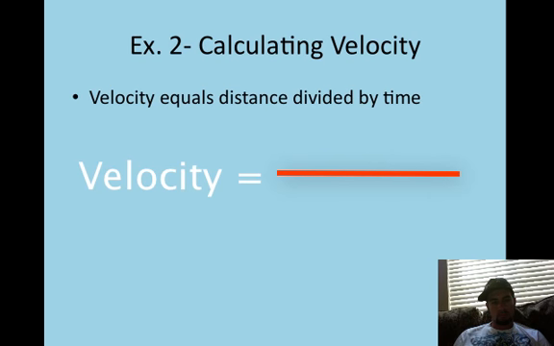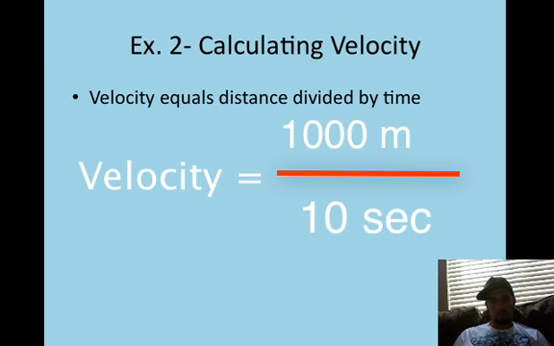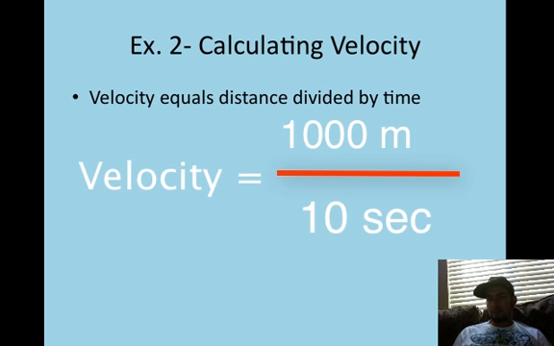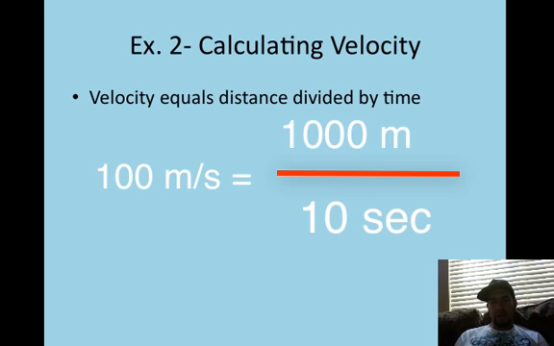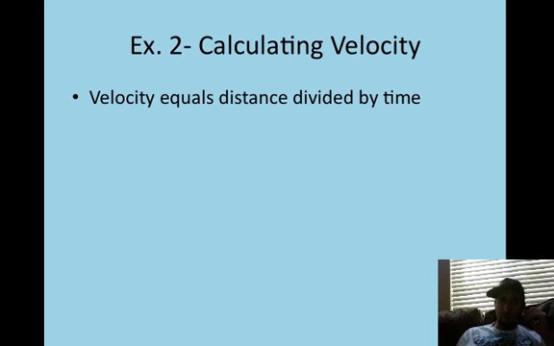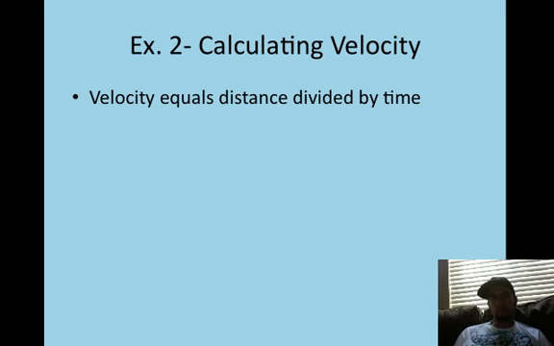This example's pretty straightforward. If you traveled 1,000 meters in 10 seconds, that's pretty quick. Let's do the math and find the velocity, or at least your average velocity. So, 1,000 is our distance, plug that in. Time is going to be 10 seconds. And what we do is we just do the math. We divide, and we get 100 meters per second. Just as simple as that.